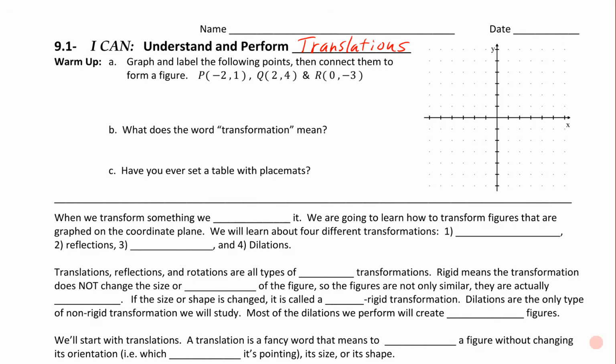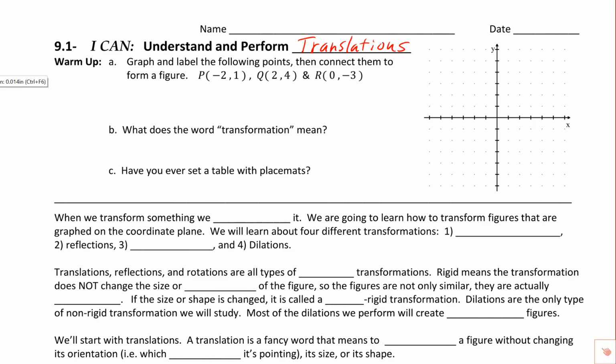We'll talk about what those are in just a second, but the I can statement for section 9.1 is I can understand and perform translations. So go ahead and write the word translations there. A translation is a type of transformation. We're going to have a lot of vocabulary to learn. It's going to seem kind of weird to begin with, but you'll get used to it. Some of them are very descriptive, and a translation is one of those that we're going to come up with a simpler vocabulary word to describe. But in the warm-up, we've got a couple things that we want to do here.